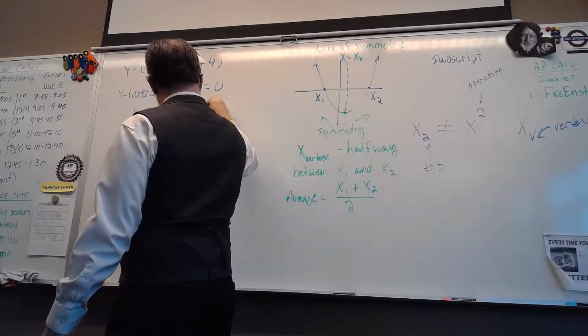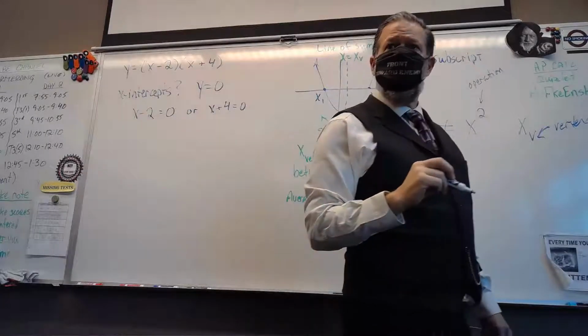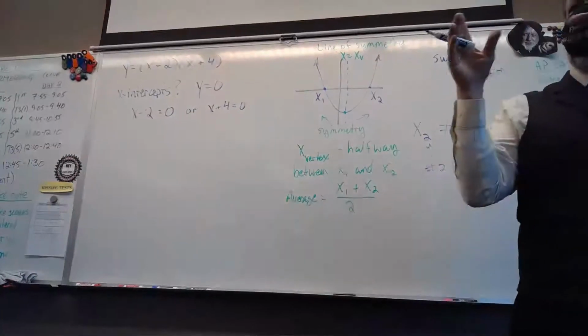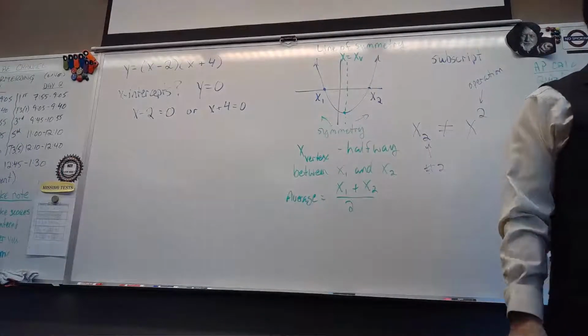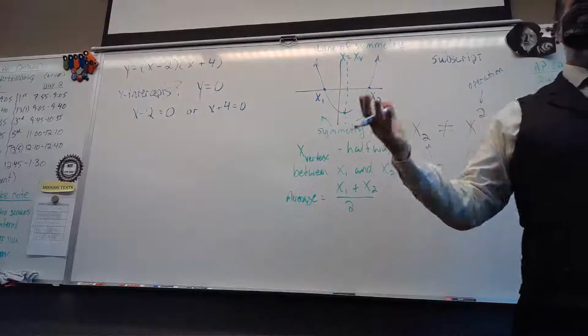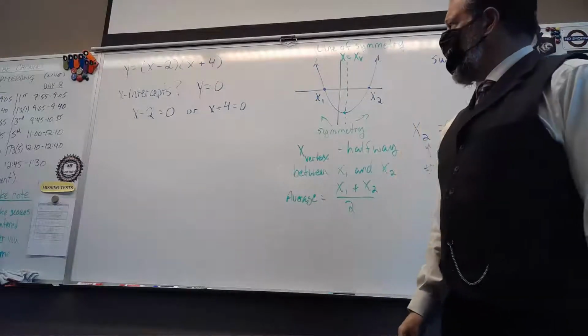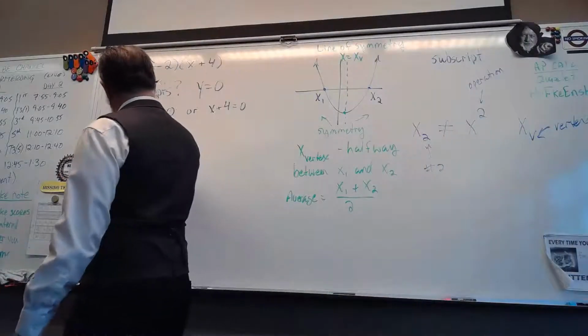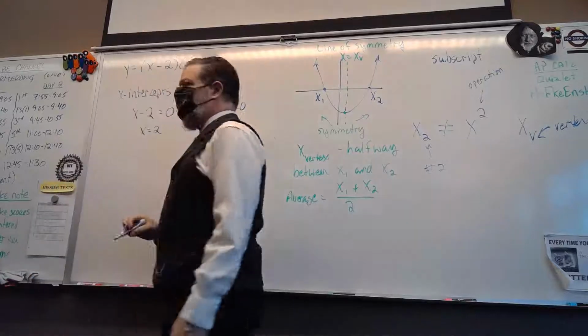So if I want y equal to 0, then x minus 2 must be equal to 0, or x plus 4 must be equal to 0. Agreed? If one of those parentheses is equal to 0, when I multiply them together, the whole thing becomes 0. This is why we factor quadratics, because then it's really easy to find the x-intercepts. So I've got x-intercepts at x equals 2 and x equals -4.